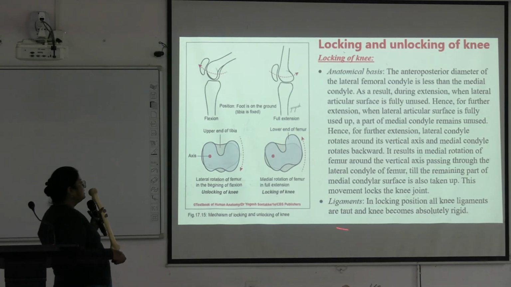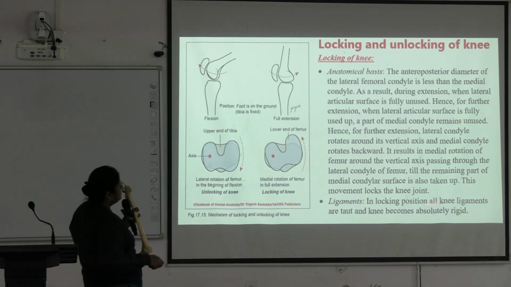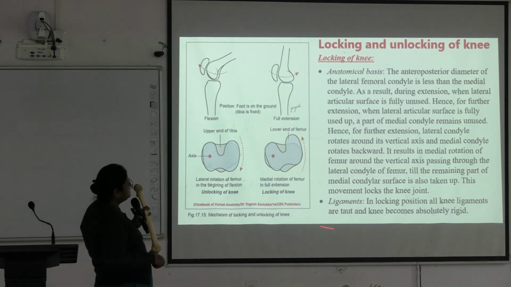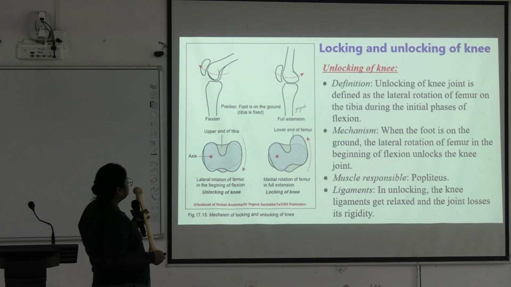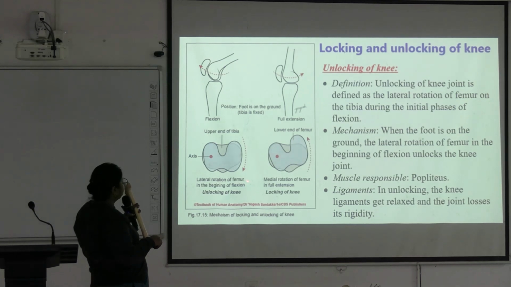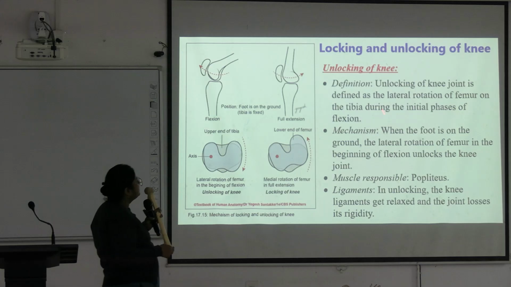What about the ligaments? In the locking position, all the knee ligaments become taut and the knee becomes absolutely rigid. Next, we are going to unlocking. This is in the fully extended position. From that position, lateral rotation of the femur occurs in the beginning of flexion. That is known as unlocking.